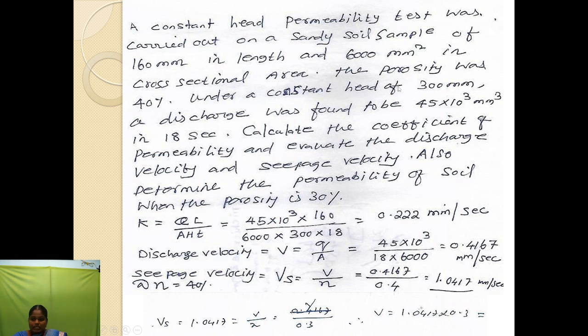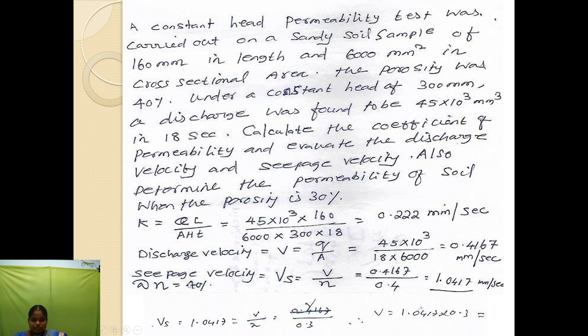Q is already given in the problem, the discharge, the rate of flow, 45 × 10³, and the cross-sectional area, so 18 × 6000 can be calculated. So the discharge velocity is 0.4167 mm per second. The seepage velocity can also be calculated from the rate of flow of water through the cross-sectional area, so the velocity is divided by the porosity.